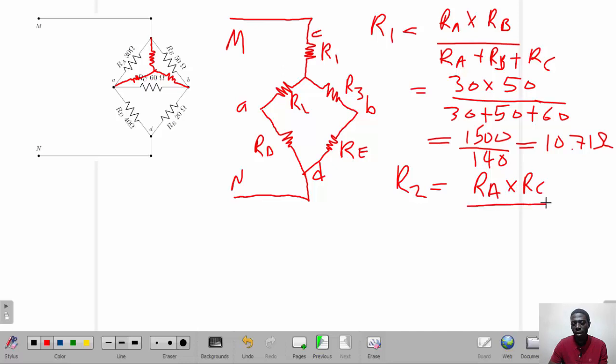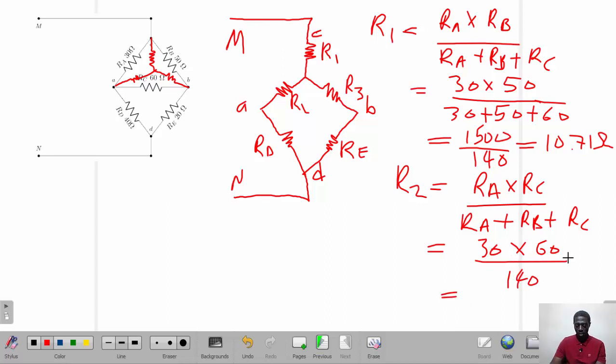So R1 is 10.71. R2, which is this one between RA and RC, is RA multiplied by RC over the sum RA plus RB plus RC. If I insert in the values, I've got 30 times 60 over, the base is the same, so I'm gonna just write 140 there, and when I multiply that, I get 1800 divided by 140, which gives me 12.86 ohms.